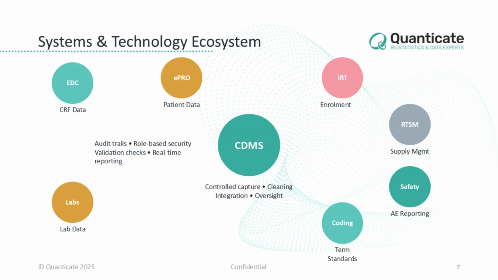Now, the systems that support this need to do more than store information. A clinical data management system, or CDMS, should support controlled data capture, configurable validation checks, audit trails, role-based access, data imports, reconciliation workflows, and reporting that gives teams visibility of data quality issues in near real time. Around that core, studies may also rely on electronic data capture for CRF data, electronic patient-reported outcomes for patient-entered information, and integrations for safety reporting, coding, and laboratory data.